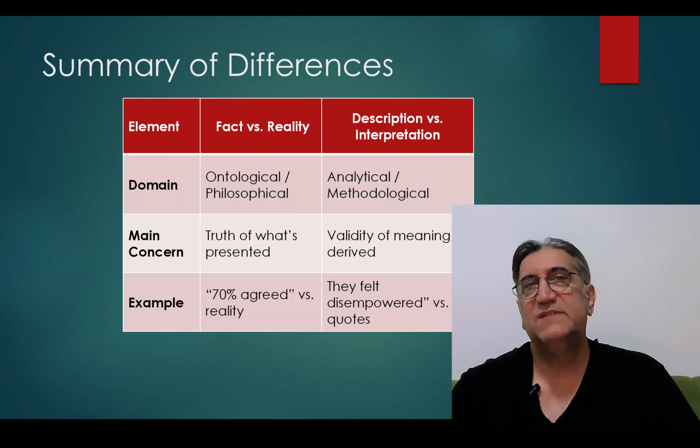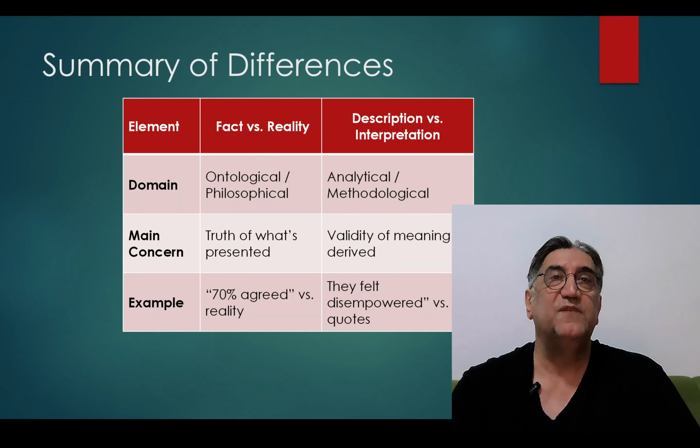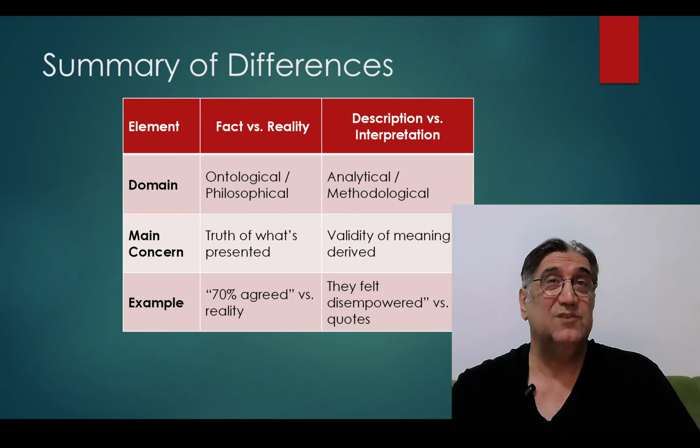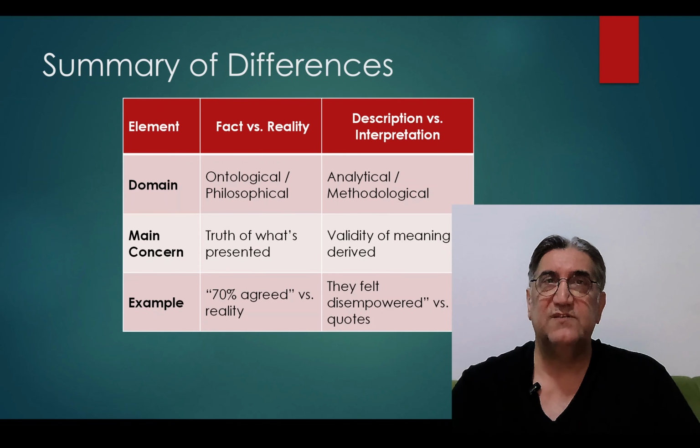So, to put it simply, fact versus reality is about the truth status of what is presented. Are we looking at an accurate depiction of the world or a partial construction? Description versus interpretation is about how meaning is constructed from observations. Are we seeing the data itself or someone's analysis of what that data might mean? And here is a crucial takeaway. Both of these distinctions are essential in any critical review of research. One helps us evaluate the trustworthiness of what's being presented as truth, and the other helps us assess the legitimacy of the meanings being drawn from data.